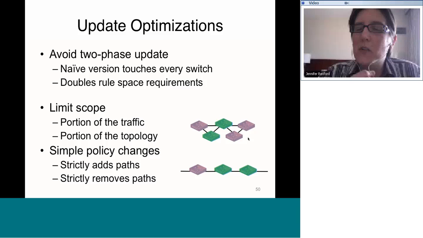And so what our runtime system does is, when a new policy is installed by the application, we do a diff of the old and the new policy and figure out which of these optimizations we can successfully apply, and then do the appropriate update to the network.